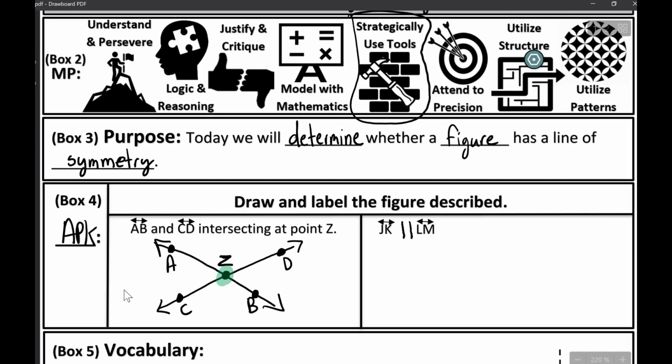Going into our next APK problem, I have line JK, which is parallel to line LM. Remember, I can put them in vertical form like this, or they can be in horizontal form. It doesn't matter as long as they are parallel. Put my points inside of them. Don't forget the points. J, K. This is going to be L. This is going to be M. Remember, it could also look like this, but if you did it like that, you would also have to include the points inside of it. So remember that.